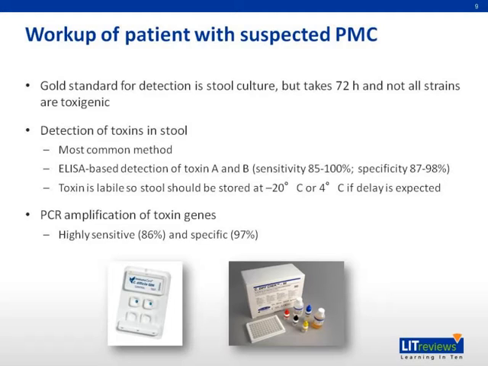And if you are performing the stool ELISA, because the toxins are proteins, they are labile. And as such, if you cannot do the assay right away, then the stool needs to be kept cold. Another recent option is the amplification of the toxin genes. So you can collect a sample and use PCR to amplify the DNA from the bacteria that encodes the toxins. That would also give you a diagnosis of PMC.